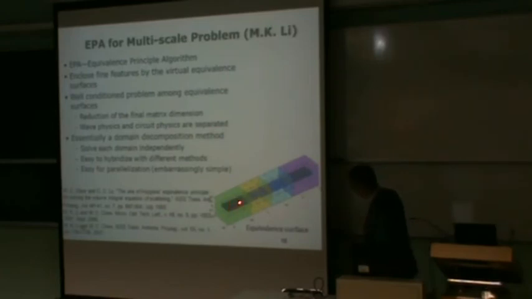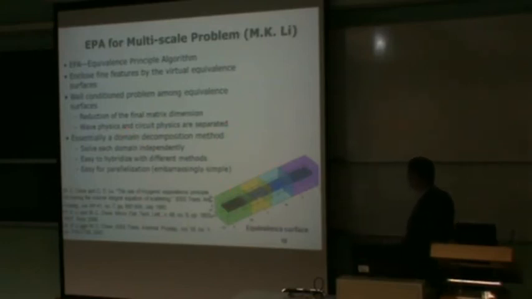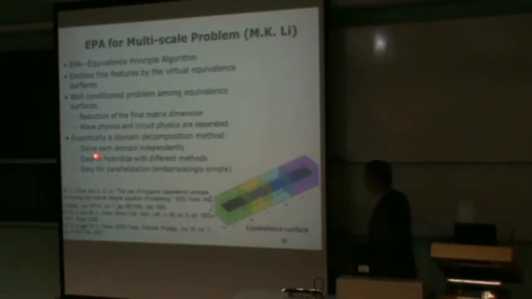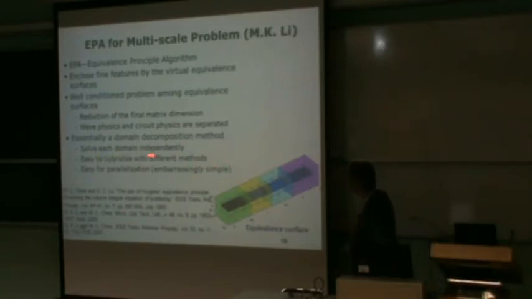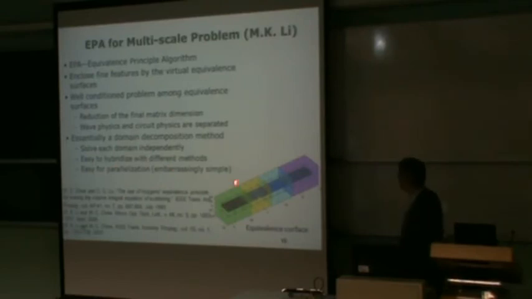When these structures are very fine down there, there is a lot of circuit physics going on. But when they interact with each other, they are doing it through wave physics. As I say, this is like domain decomposition in finite elements. But using Green's functions, the radiation condition is automatically satisfied, and there's no grid dispersion error. We can easily hybridize with different methods, and it's very easy for parallelization.